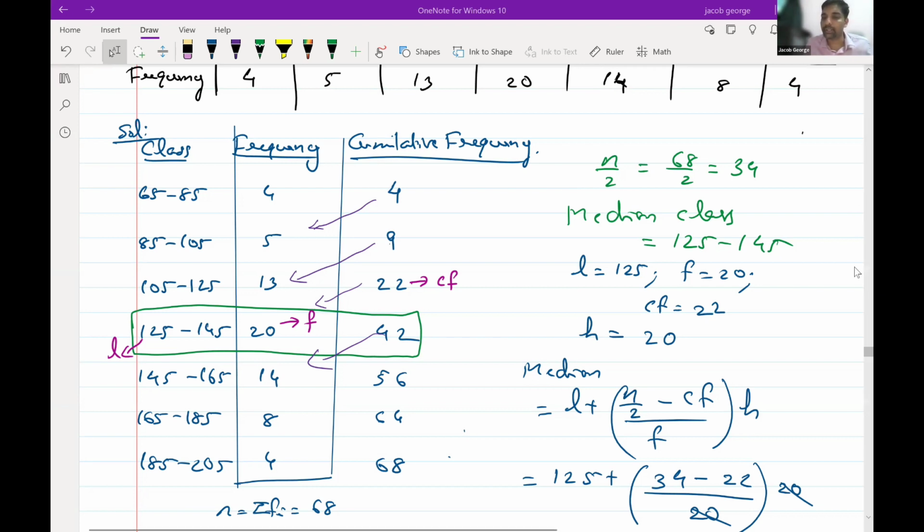Everybody understood median class calculation in a direct question? Got it clear? Nathan? Median class?